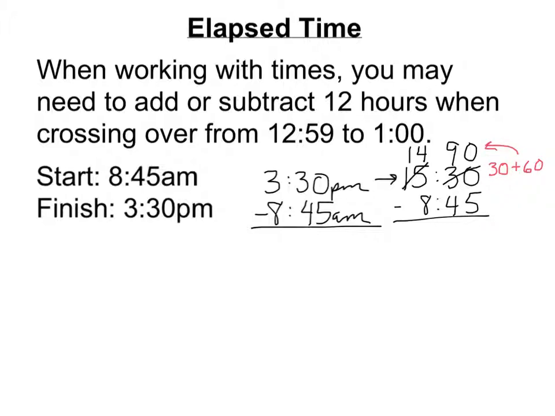So now we can subtract 90 minus 45. So subtraction is going to work like normal now. So borrow from the 9 makes an 8. 0 becomes a 10. 10 minus 5 is 5. 8 minus 4 is 4. And let's bring down the colon. Subtract the hours. 14 minus 8 is 6. So how long is a school day? 6 hours and 45 minutes.